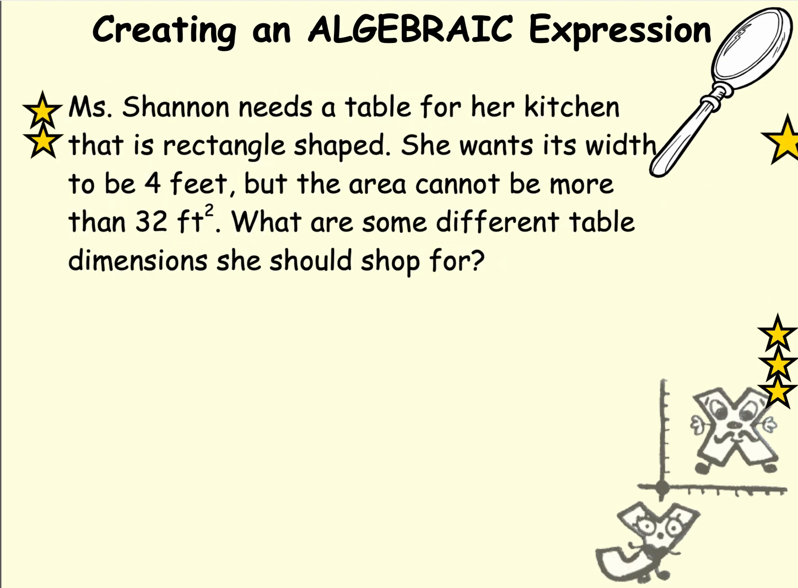So it says Miss Shannon needs a table for her kitchen that is rectangle shaped. She wants its width to be 4 feet, but the area cannot be more than 32 square feet. What are some different table dimensions she should shop for? So I'm going to draw a picture. And so this is what we call modeling the problem.